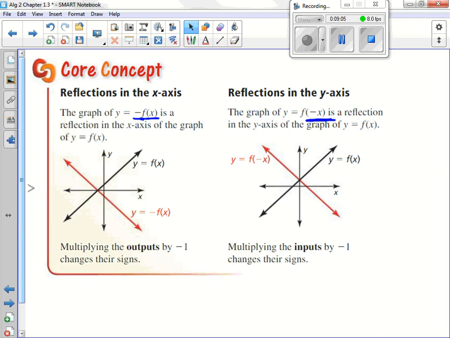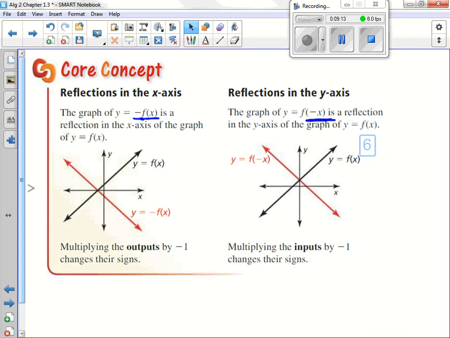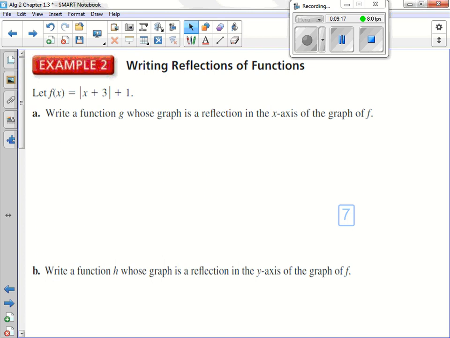So that might sound a little confusing, so let's look at some examples of this here. Write a function g whose graph is a reflection in the x-axis of the graph. Like we just said, when we reflect in the x-axis, we're applying it to the whole function. So our new function is equal to negative f of x. We're going to apply it to everything.